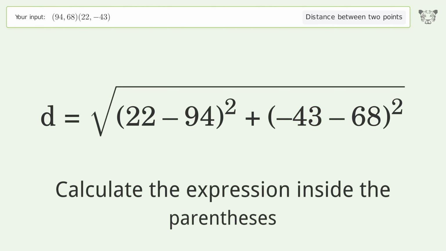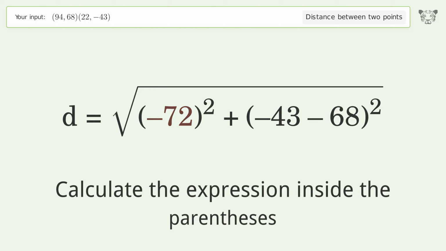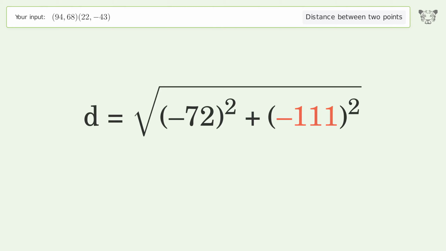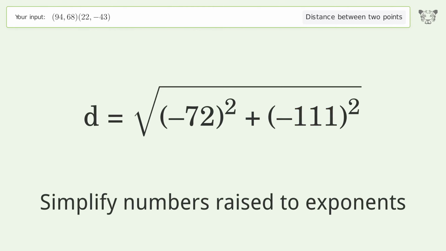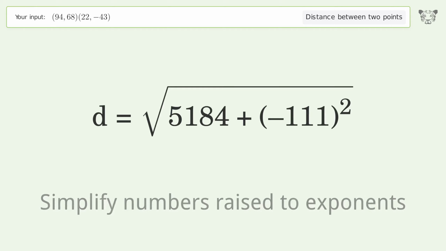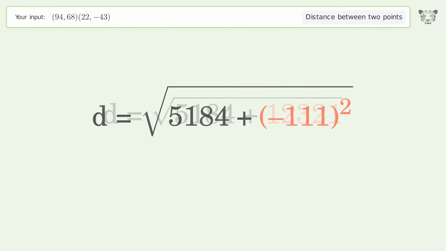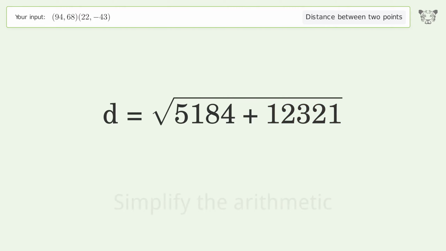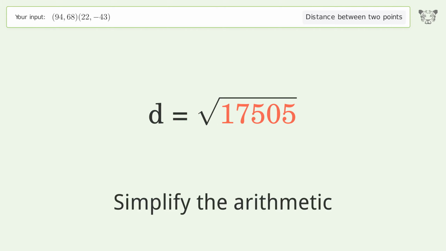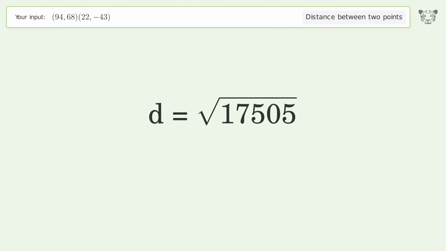Calculate the expression inside the parentheses. Simplify numbers raised to exponents. Simplify the arithmetic. And so the distance between the 2 points is the square root of 17,505 or 132.306.